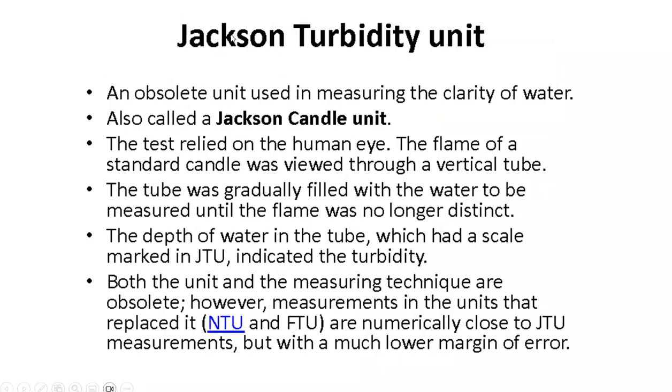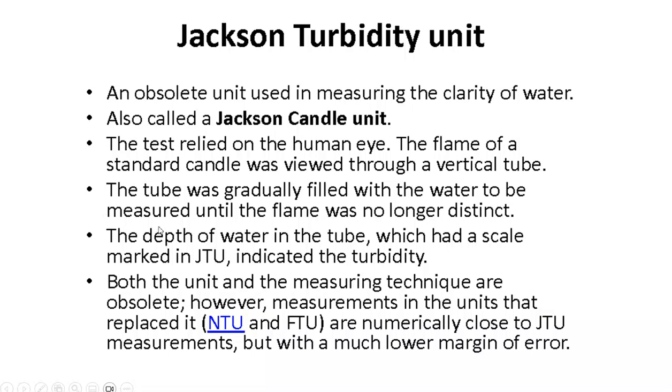We have different turbidity units. Here we have a discussion on the unit of turbidity because turbidity is measured in different units. Most commonly, the unit is NTU. We also have other types of units which are used in different countries. The Jackson turbidity unit is an absolute unit used in measuring the clarity of water, also called a Jackson unit. It relied on the human eye.